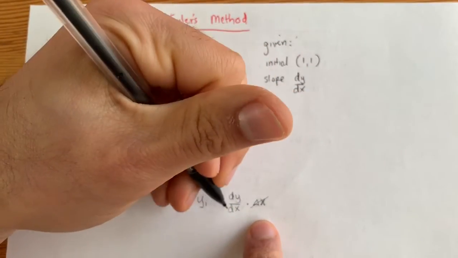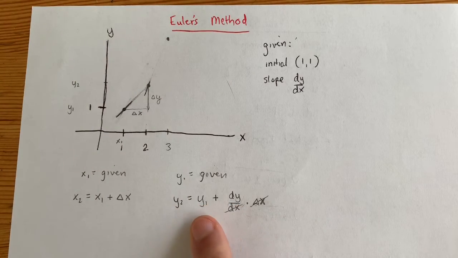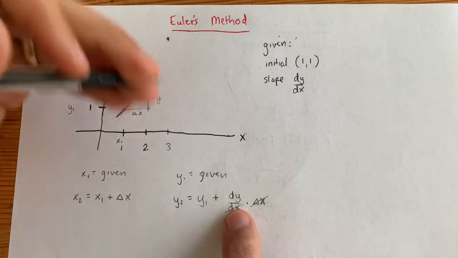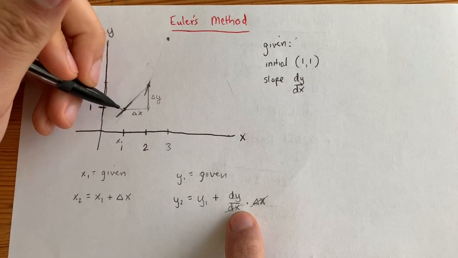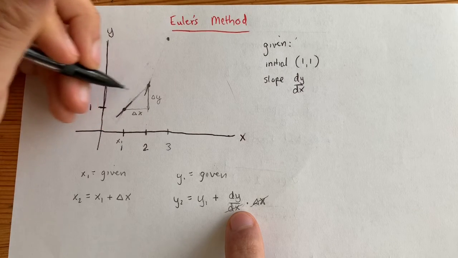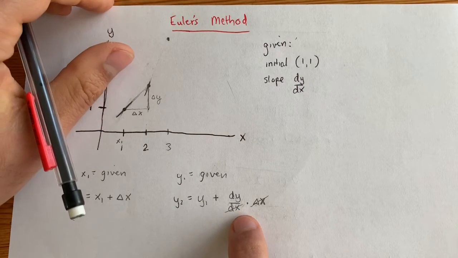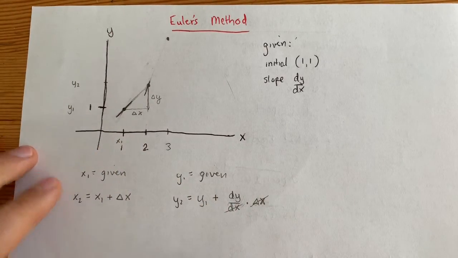And then they would cancel out the dx's, and you would be left with plus the y1 plus the change in the y. And what that would simulate is that y2 was here, here's y1 plus the change in y to the next point is y2. So this is kind of the formula of Euler's method here.